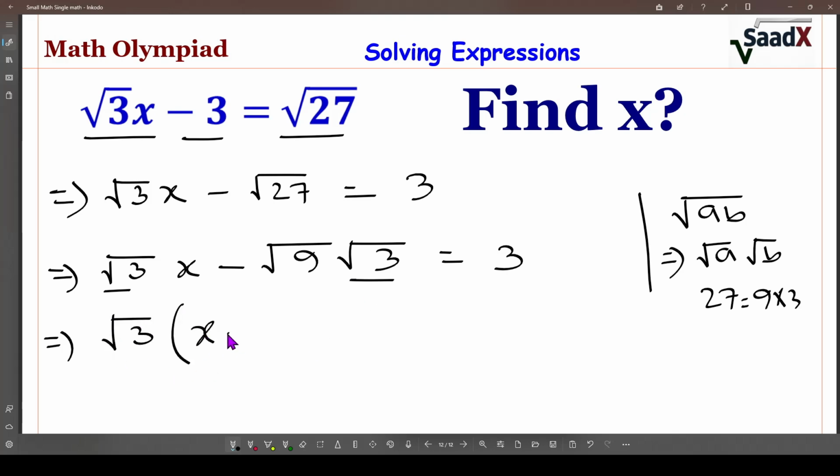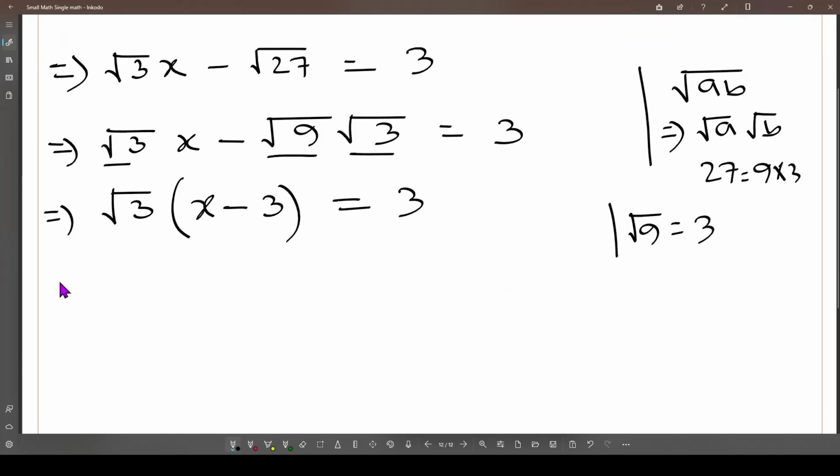So here is x minus root 9, but for root 9 we can write 3 because 9 is a perfect square. Root 9 equals 3. Okay, equals to 3. Now we can divide both sides by root 3. So x minus 3 equals 3 divided by root 3.